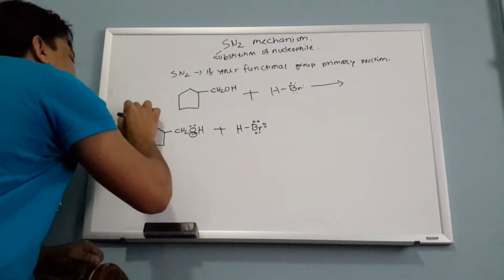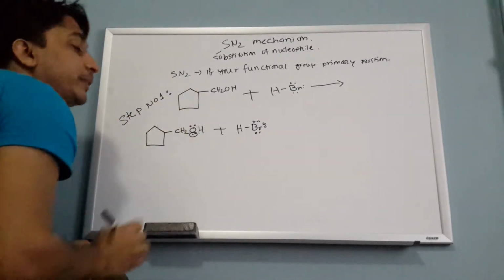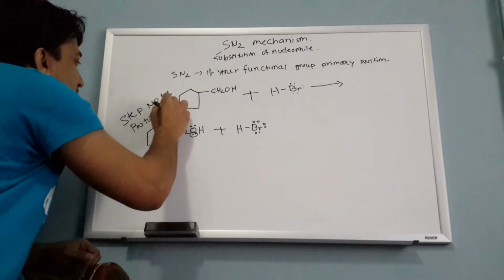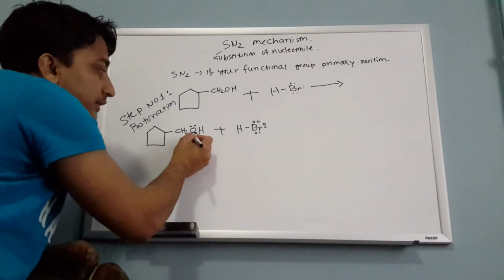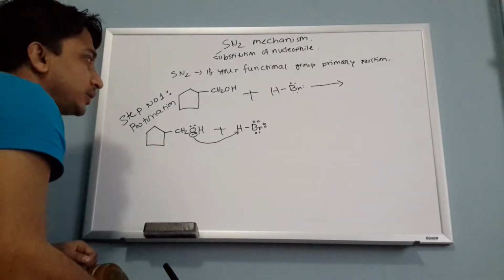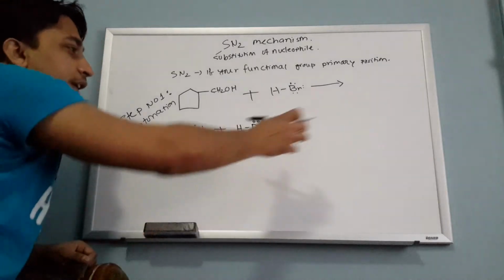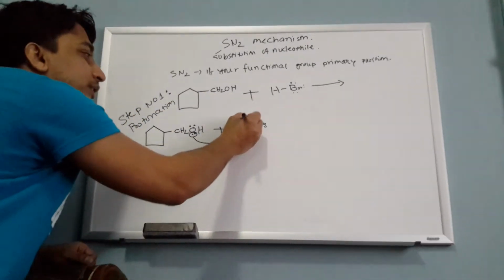Step number one is what? Protonation. The oxygen's two lone pairs grab this hydrogen. Hydrogen's other name is proton. So it's going to grab the hydrogen, and when it grabs the hydrogen, this bond breaks.